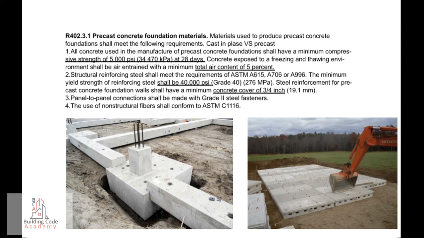R402.3.1 Precast concrete foundation materials. Materials used to produce precast concrete foundations shall meet the following requirements. 1. All concrete used in the manufacture of precast concrete foundations shall have a minimum compressive strength of 5,000 psi, 34,470 kPa at 28 days. Concrete exposed to a freezing and thawing environment shall be air-entrained with a minimum total air content of 5%. 2. Structural reinforcing steel shall meet the requirements of ASTM A615, A706, or A996. The minimum yield strength of reinforcing steel shall be 40,000 psi, grade 40, 276 MPa. Steel reinforcement for precast concrete foundation walls shall have a minimum concrete cover of 3/4 inch, 19.1 millimeters.